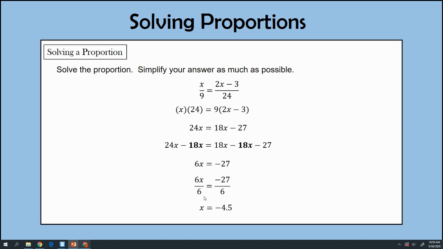Okay, so about negative 4.5 is what we're going to get here for x. Okay, and if we put that ratio in, it'll be true. Or put the value in for x here, to both of those, it will be true.